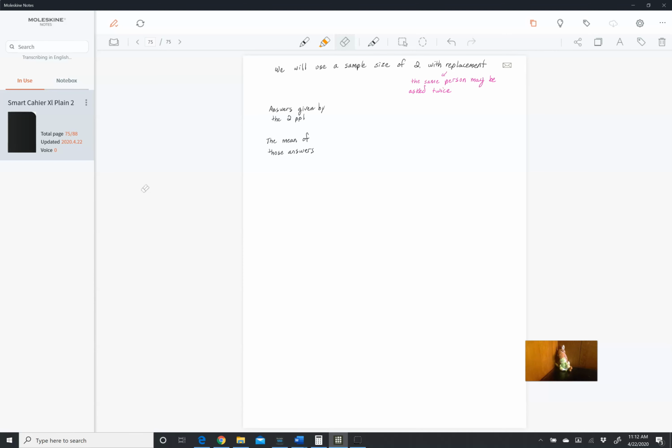That means that there are going to be 16 possibilities, because we have 4 choices for the first person that we ask and 4 choices for the second person we ask, with replacement. So the fundamental counting principle says we multiply. 4 times 4 is 16. So there are going to be 16 possibilities in this table. We're going to take every possible sample of 2 people.